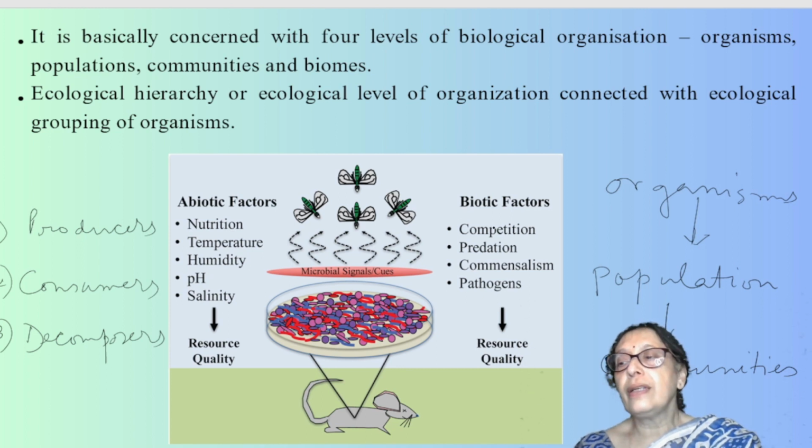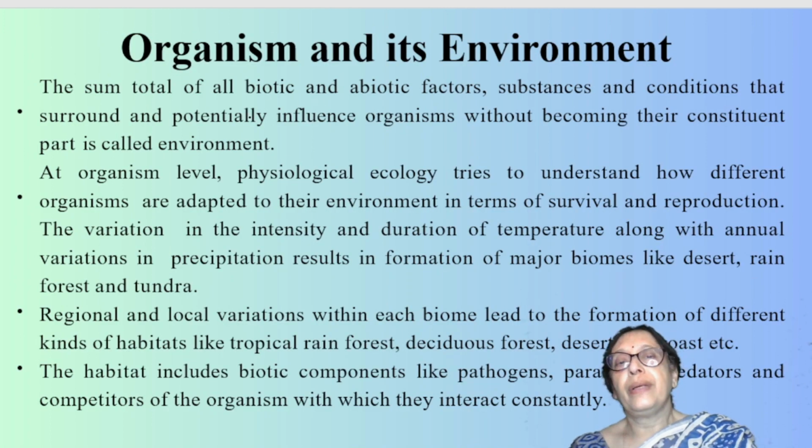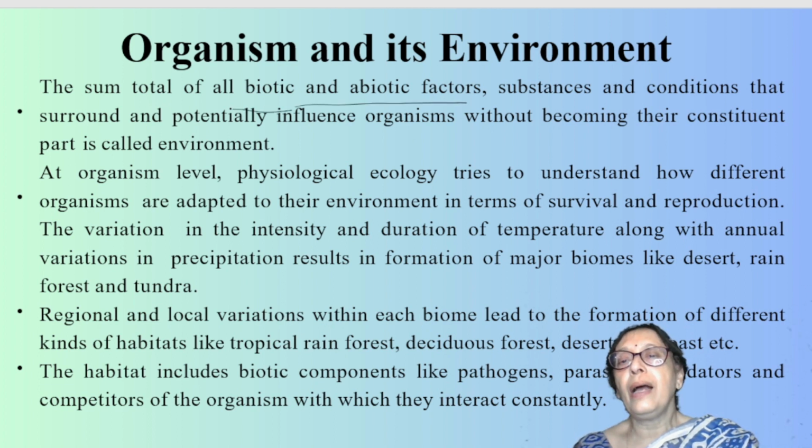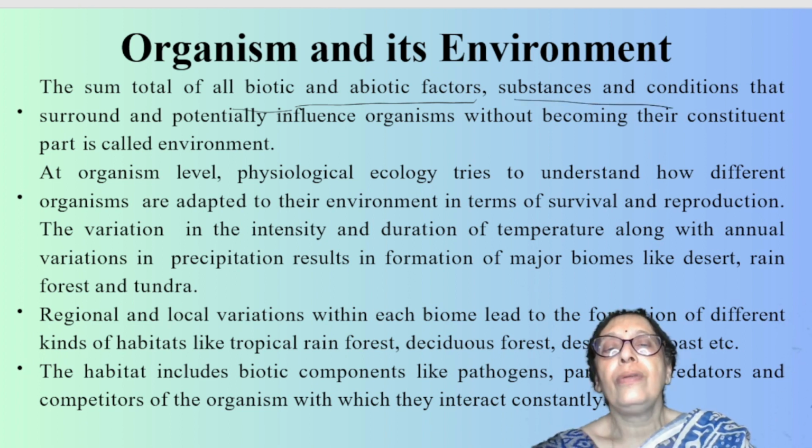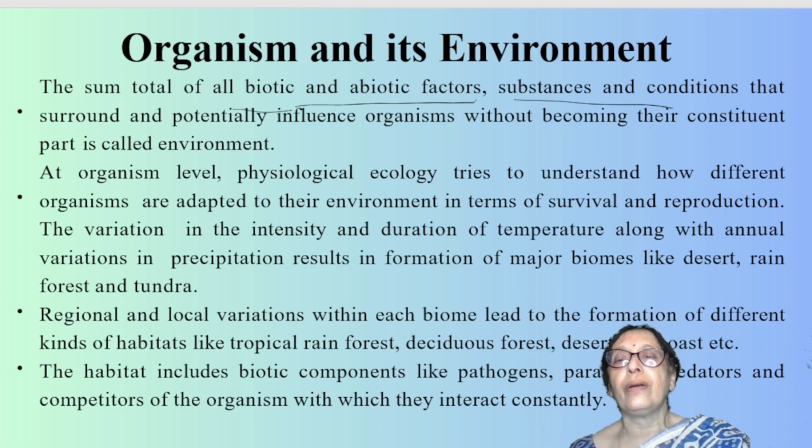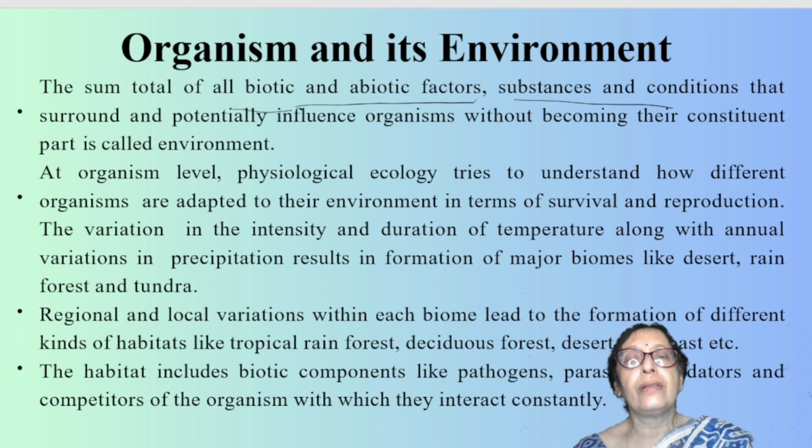So biotic factors include competition among different organisms, different levels of organisms. Various interactions are there: competition, predation, commensalism, symbiosis, and obviously the pathogen. Now, what is environment? Environment is actually the sum total of all biotic and abiotic factors, the substances and conditions which surround an organism and potentially influence the organism without becoming its constituent part. So that is called environment.